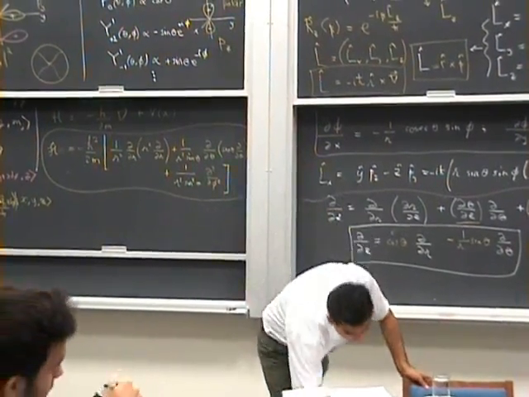Now there automatically pops out a generator for the rotation. And what is that operator? The generator for the rotation is simply this operator.